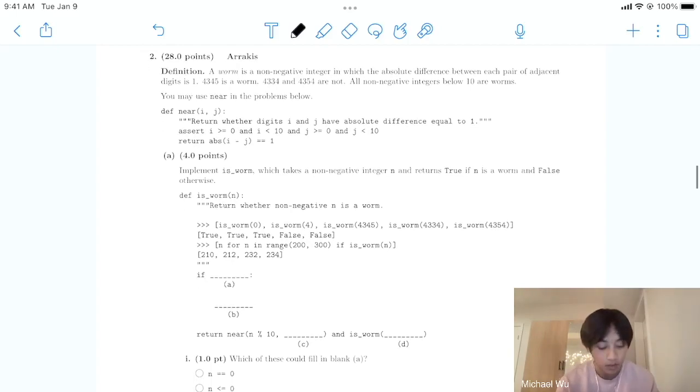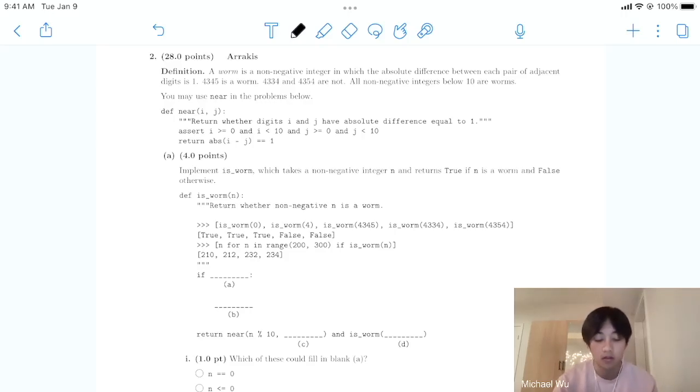Cool. So problem A is asking us to implement isWorm, which takes in a non-negative integer n and returns true if n is a worm and false otherwise. So just return true or false depending on whether or not n is a worm.